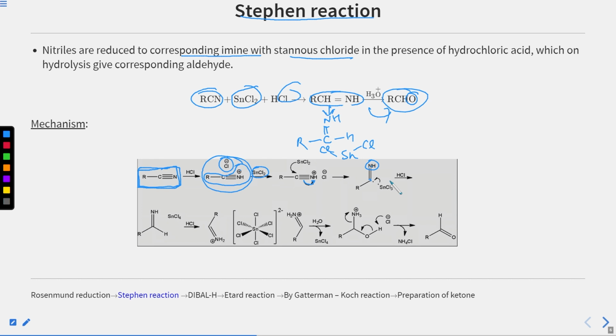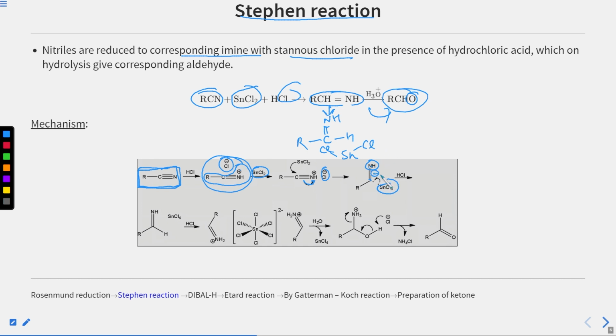Now, since it is unstable, what will happen again? Since this SnCl2 has donated its electron to this carbon, it must have acquired a positive charge, but it is neutralized by the Cl minus, because as soon as this pi electron goes onto the nitrogen, this Cl minus has no counter ion to interact with. So it goes with this SnCl2 and forms SnCl3. Now there is again an electron left in the valence orbital, so it will again donate its electron and form the carbanion. Now this carbanion has a negative charge.